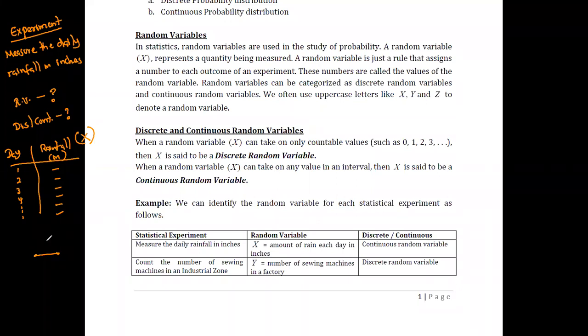If you are counting the machines, there is no half or quarter or three-quarter of a machine. Therefore, if there is one machine, then next it will be the second machine, and then three machines, four machines. Likewise, you have a clear cutoff between any two consecutive values.